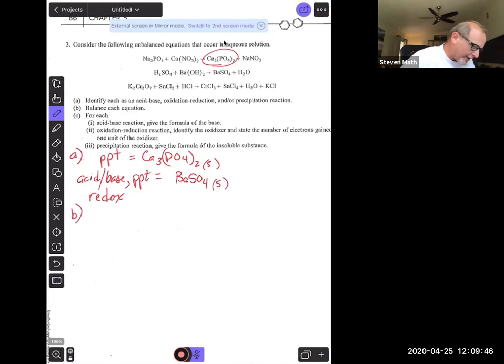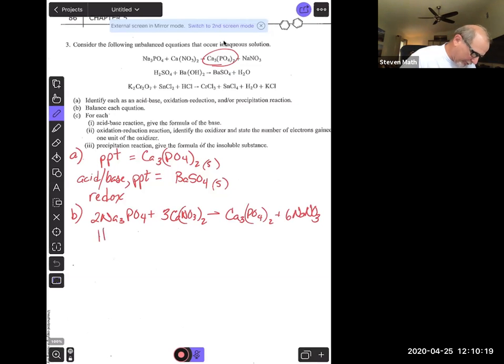As B says, balance each. So I'm going to go 2 Na3PO4 plus 3 Ca(NO3)2 goes to 1 Ca3(PO4)2 plus 6 NaNO3. Okay. Second one comes off pretty good.